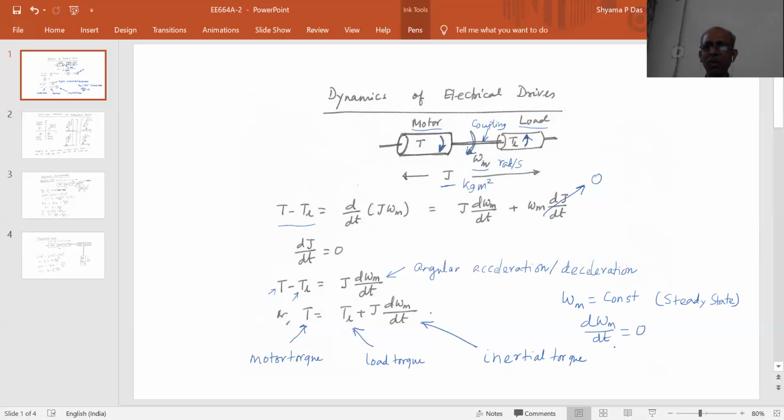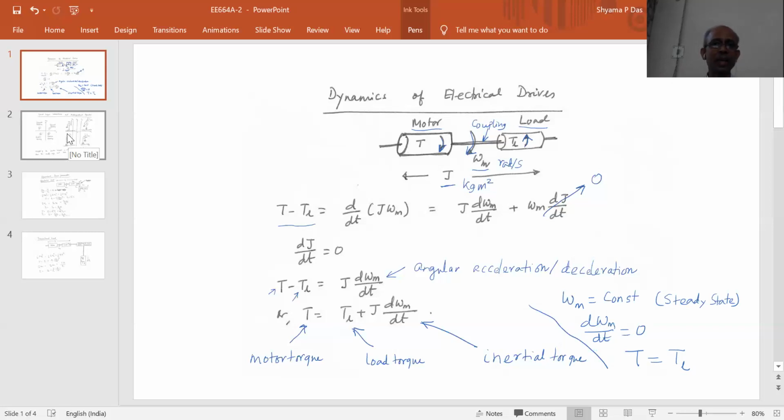So we can write down in that case that in the steady state, the speed is constant, so the derivative of the speed with respect to time is 0. So we can say that the motor torque is equal to the load torque. This condition is only true in the steady state. So when the motor speed is constant, the motor torque is the same as the load torque.